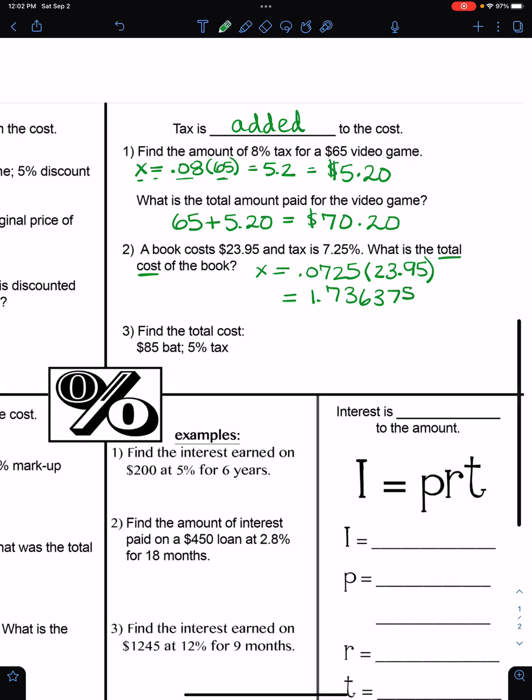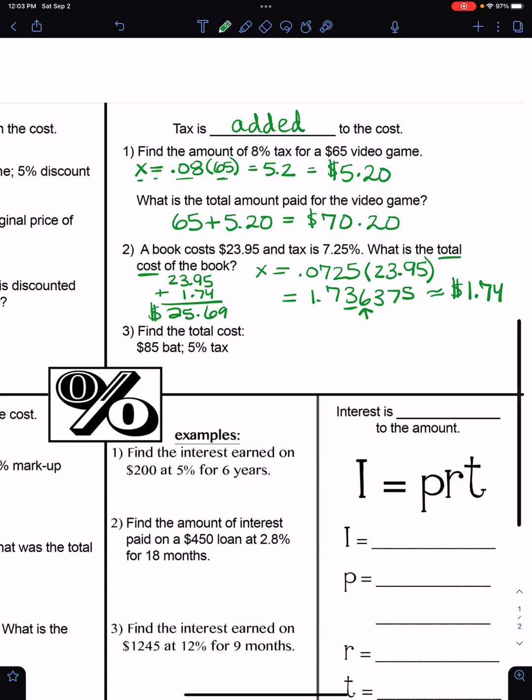Okay, but I need this to be money. Money goes to 2 decimal places, so I'm going to look at the third, and if it's 5 or more, I'm going to round up, and we're going to pay $1.74 in tax. The question, though, did not ask how much tax I paid, but how much is the book altogether. So let's take the price of the book and add the amount of the tax. I'm going to do $23.95 plus $1.74, and the total cost is going to be $25.69 for the book.